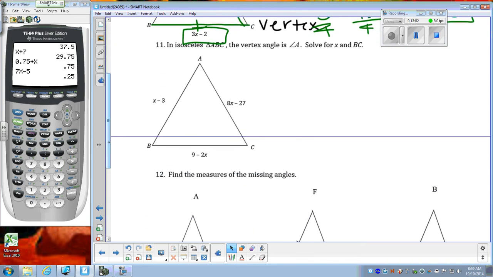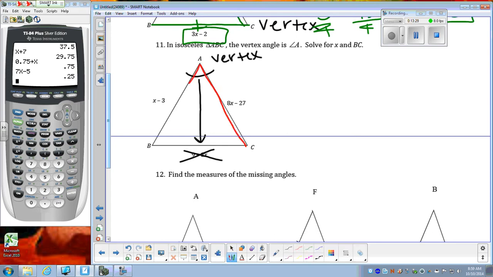For number 11, this time my vertex is angle A. So remember, when I am trying to figure out which sides I want to use, I always want to use my next door neighbors. I want to use the sides that are closest, that are right next to my angle. I don't want to use one across the street. So if I look at my vertex angle, my neighbor across the street is the 9 minus 2x. So that's the side I don't want to use. I want to use CA and BA because they're my next door neighbors. They're the ones that make up the angle.